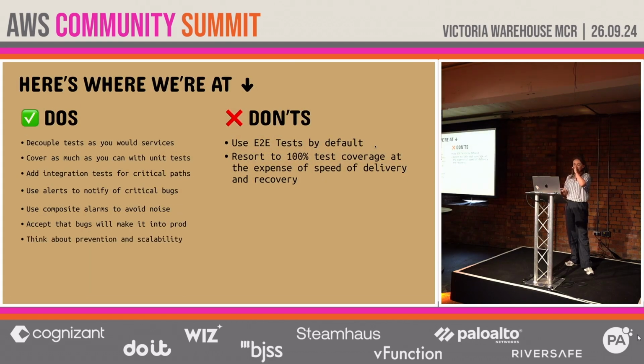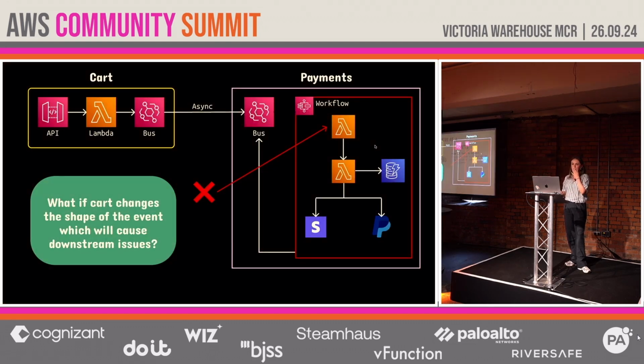So another do is to think about prevention and scalability in your actual architecture design, and don't just be relying on tests, because tests aren't going to catch things like throttling. A question that sometimes I ask myself is, if everything's all split up, who's actually looking at the integration between the two services?